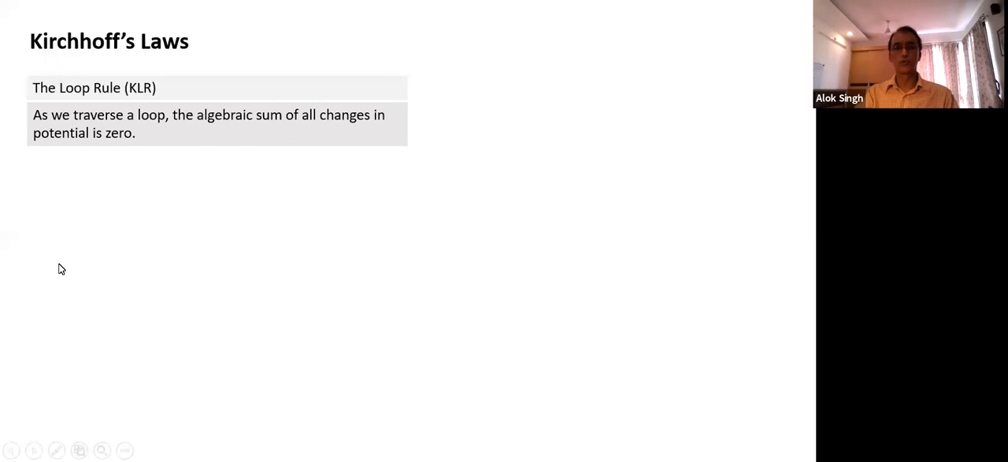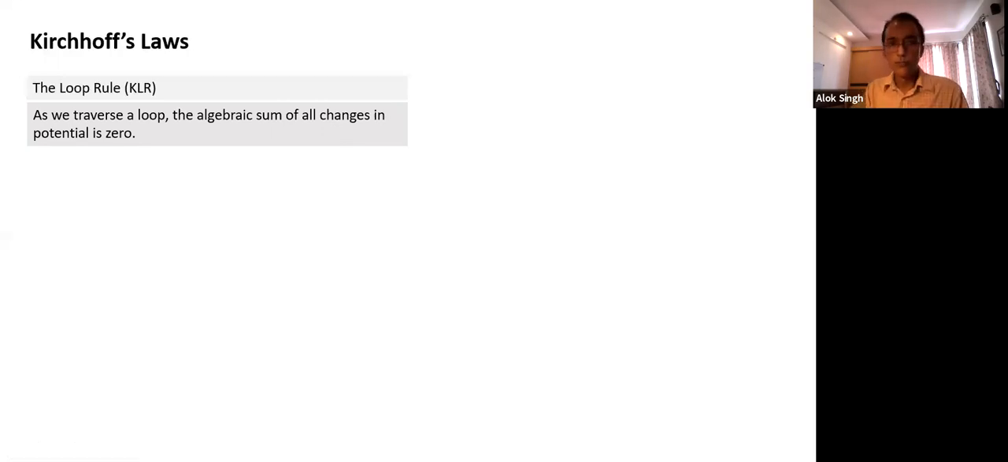Today we'll focus more on the energy angle. What are the energy terms involved in the flow of charge or flow of current in a circuit? In fact, if you recall, Kirchhoff's loop rule is also an energy rule. So just to have a recap, some understanding of Kirchhoff's loop rule is relevant for the rest of the topic that we are going to do.